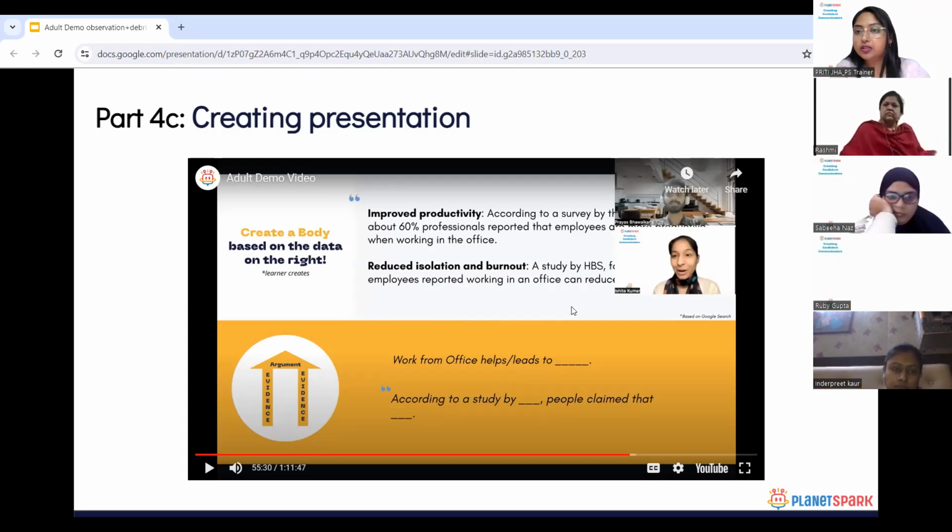Some of the arguments and evidences are already given. You can also say claims and warrants instead of arguments and evidences. So the claim is already given. The claim is improved productivity and reduced isolation and burnout. So the claims and the warrants are already given.